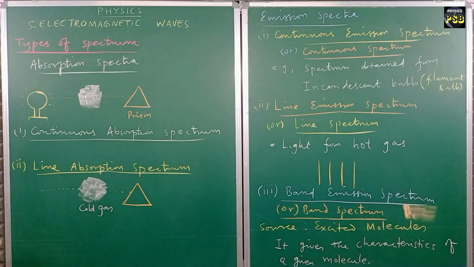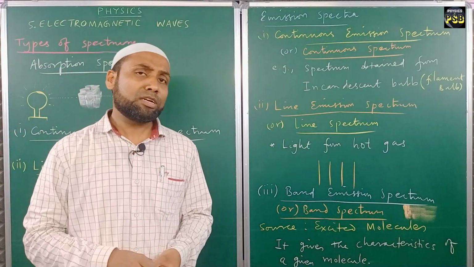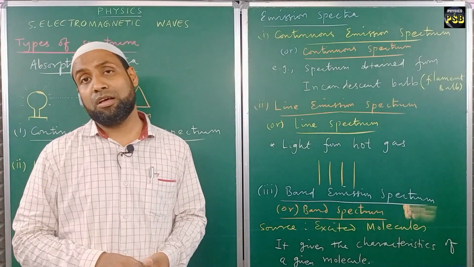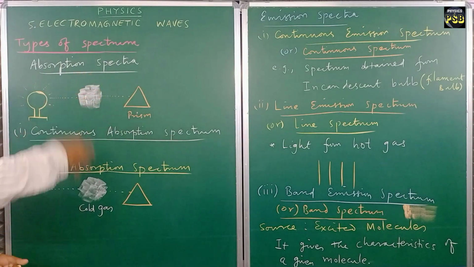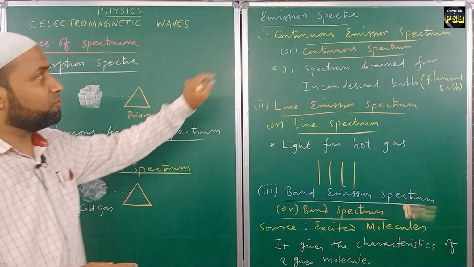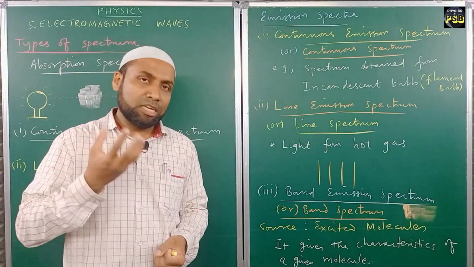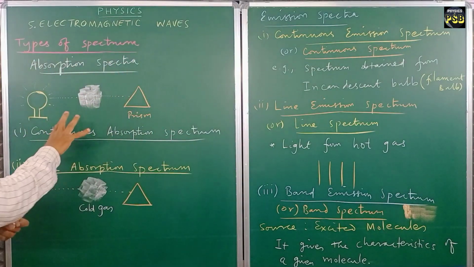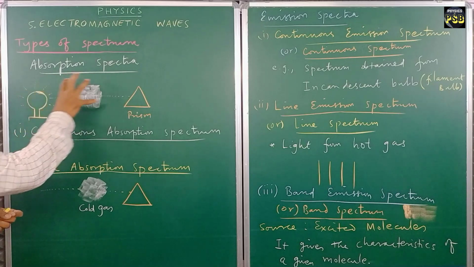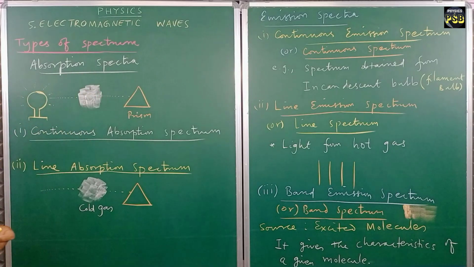And when we talk about absorption spectrum, it provides us information about the substance which has absorbed the light. Whereas in case of emission spectrum, it provides information about the source which has emitted the light. But here, we don't get information about the source of light, but we get information about the object or substance which has absorbed that light. Clear?